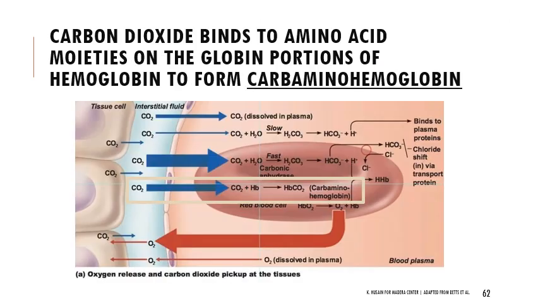So carbon dioxide does also bind to hemoglobin, but it doesn't bind in the same sites. It doesn't bind on that heme part of it. It actually sticks to these amino acid groups or moieties that are on the globin portions of the hemoglobin. That forms carbaminohemoglobin, which is a fancy way of saying carbon dioxide attached to aminos on hemoglobin.